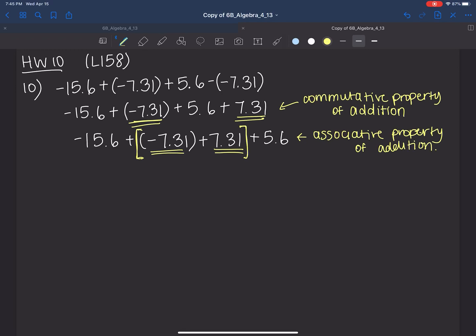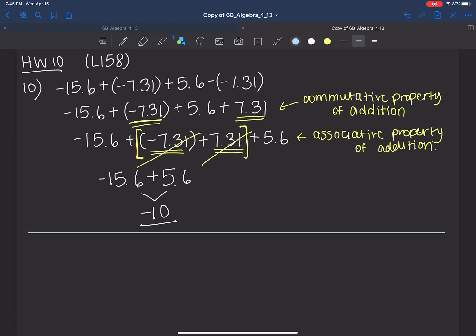Okay, so by the associative property, these two get canceled out, and we're left over with minus 15.6 plus 5.6. And this is a relatively straightforward operation. We get minus 10. That's our answer. Okay, so that was question 10. I just wanted to emphasize we have these tools that are really helpful in order to help us make fewer mistakes and to do our work faster. So pretty much anytime you see two of the same number but with opposite signs, we can cancel them out.